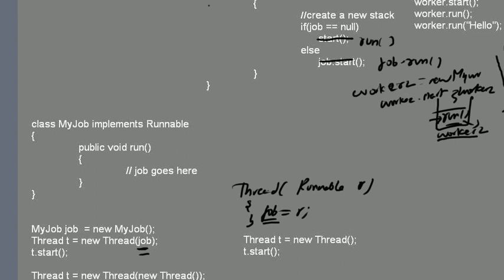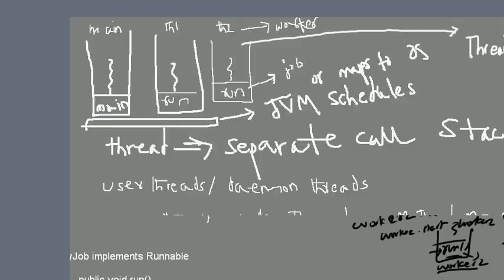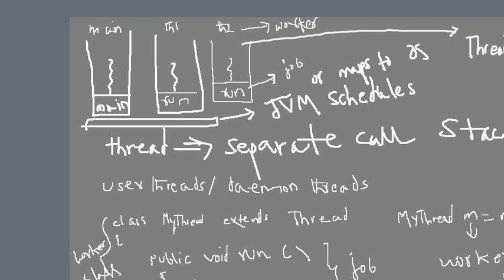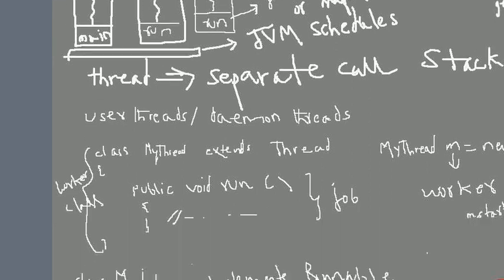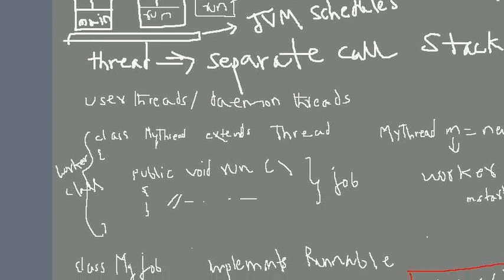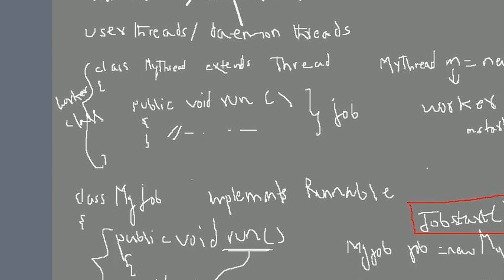Now moving on, you could see in here that all the threads would be running on the JVM, and the JVM schedules the threads, and each thread would be given a separate call stack. There could be user threads and daemon threads, and the JVM only exits when all the user threads are done with their execution, but it doesn't really care about the daemon threads.